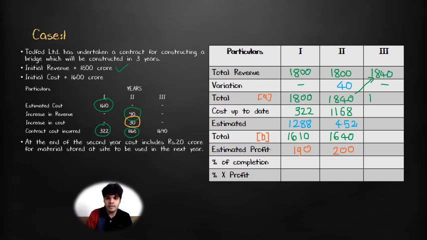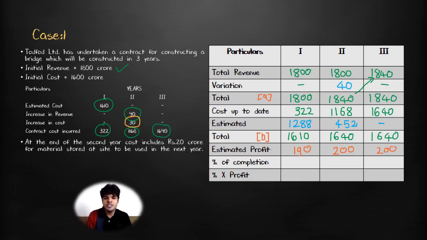So my total revenue for the third year is 1840 only. Now what is the cost up to the date? Cost up to the date is already given to us, which is 1640. There will not be any future cost, so it's dash here, and my total cost is 1640. So the estimated profit of the total contract is again A minus B, which is equal to 200.